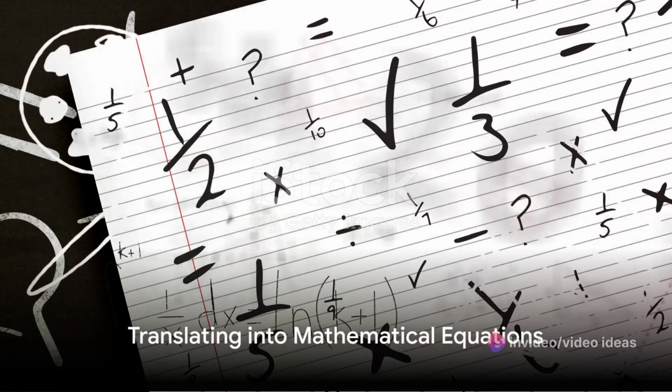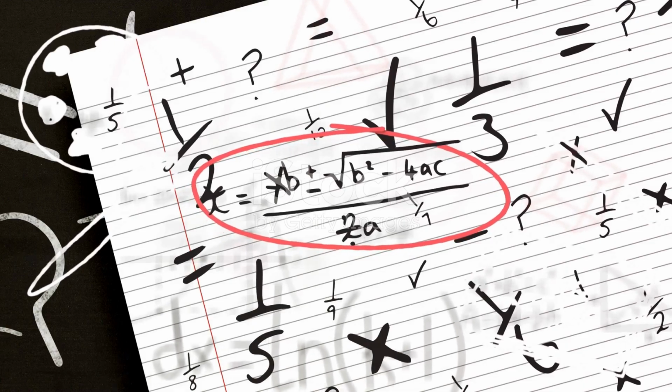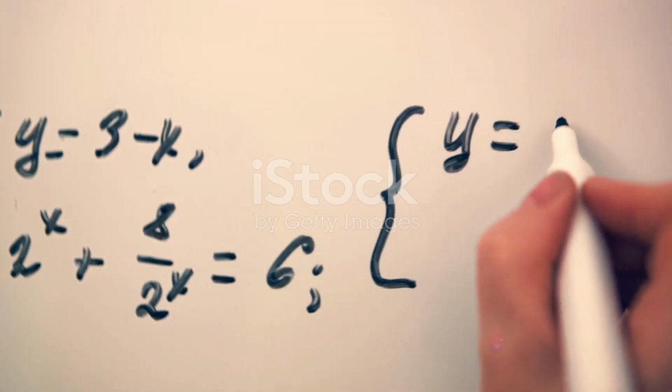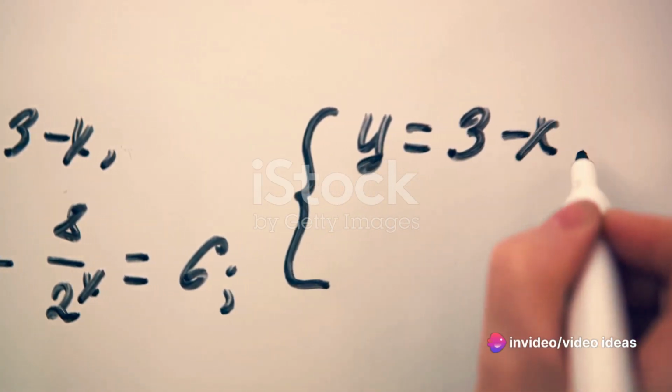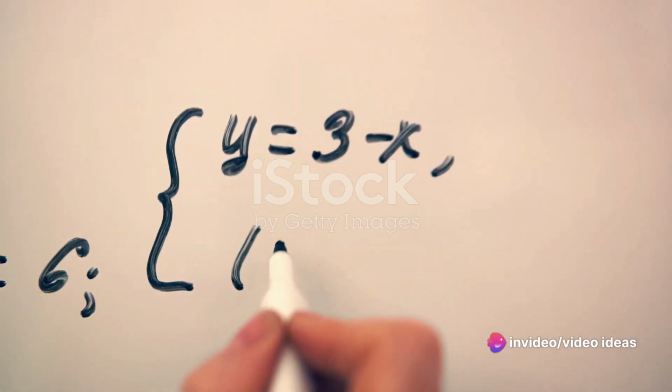The next step is to translate the words into a mathematical equation. This is where understanding the language of math comes in handy. Words like total, difference, product, and quotient can be translated into mathematical symbols.